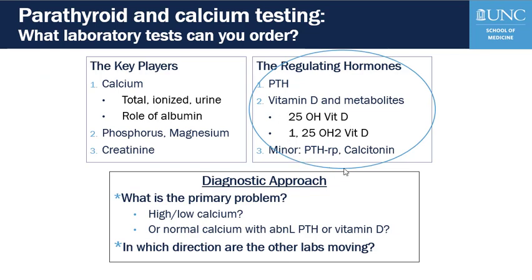Let's now turn to the regulating hormones for calcium homeostasis. And we've already discussed PTH in detail, so we won't cover that again here. But we will talk about vitamin D and its metabolites, namely 25-hydroxy vitamin D and the activated form of vitamin D known as 1,25-dihydroxy vitamin D. And minor regulators of calcium homeostasis include PTH-related peptide or PTH-related protein, also known as PTH-RP, as well as calcitonin. And so both of these are useful to understand in specific situations.